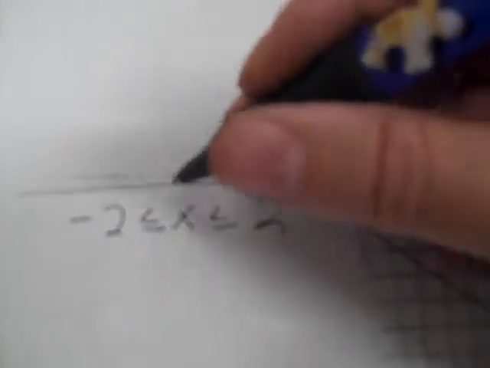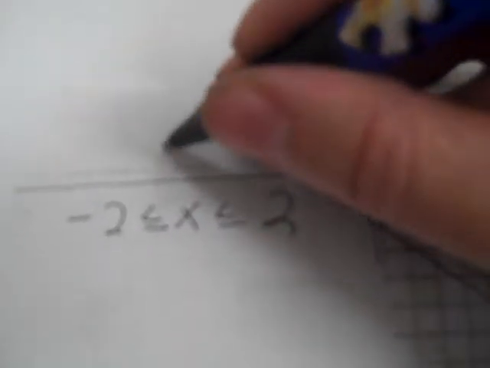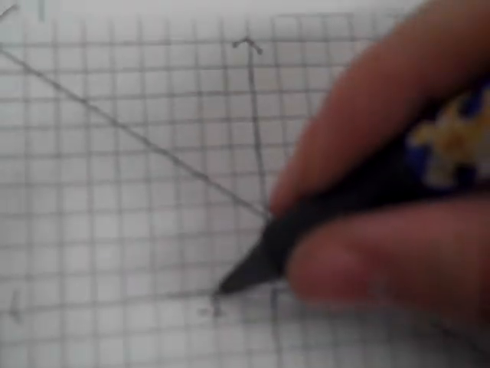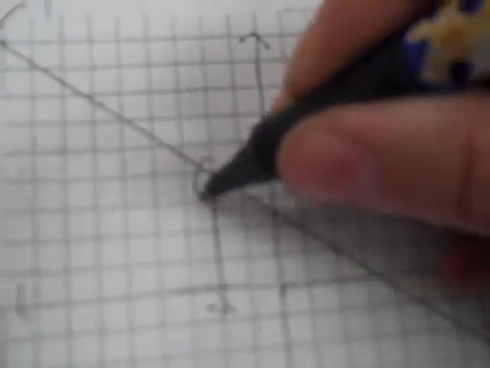Okay, now here when I get two numbers, don't worry about the signs. If you try worrying about the signs, you're going to get all confused. It means I want all the points between those two. So -2. Mark the point there. And then +2.